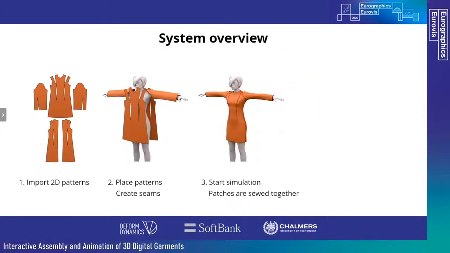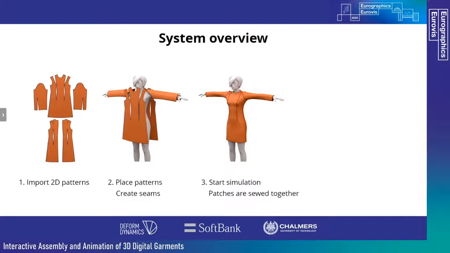Our system can be split up into three separate steps. In the first step, 2D garment patterns are imported. Our system currently accepts files using the DXF format, which is the industry standard for manufacturing of garments. However, it could easily be extended to accept any other format used to store a closed 2D contour. The imported patterns are automatically triangulated using a fixed, regular sampling of the contour, which ensures that contours of the same length will have the same number of vertices. Enforcing this constraint allows for creating a simple one-to-one mapping between vertices belonging to a seam.